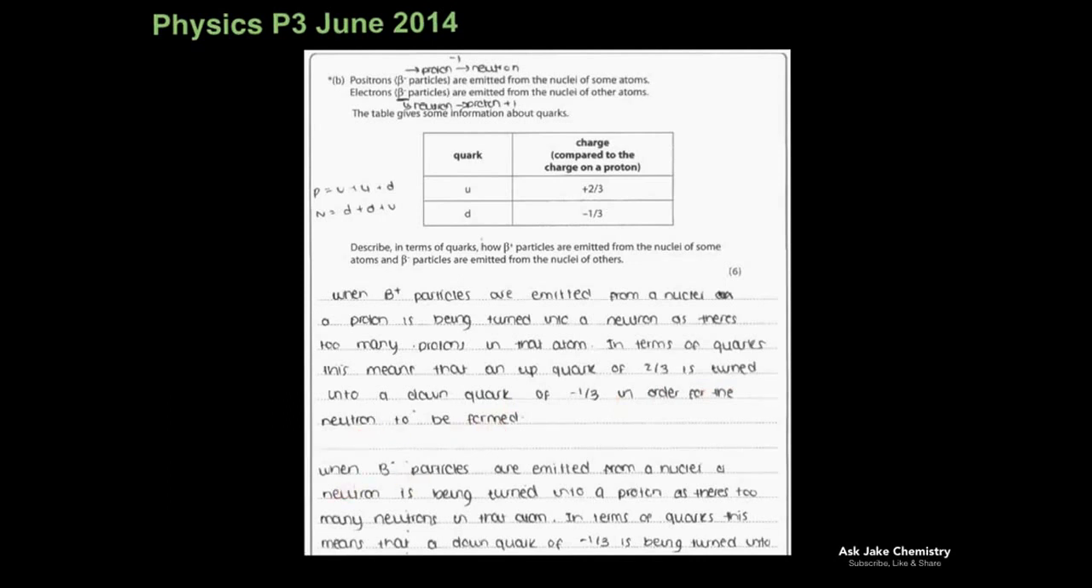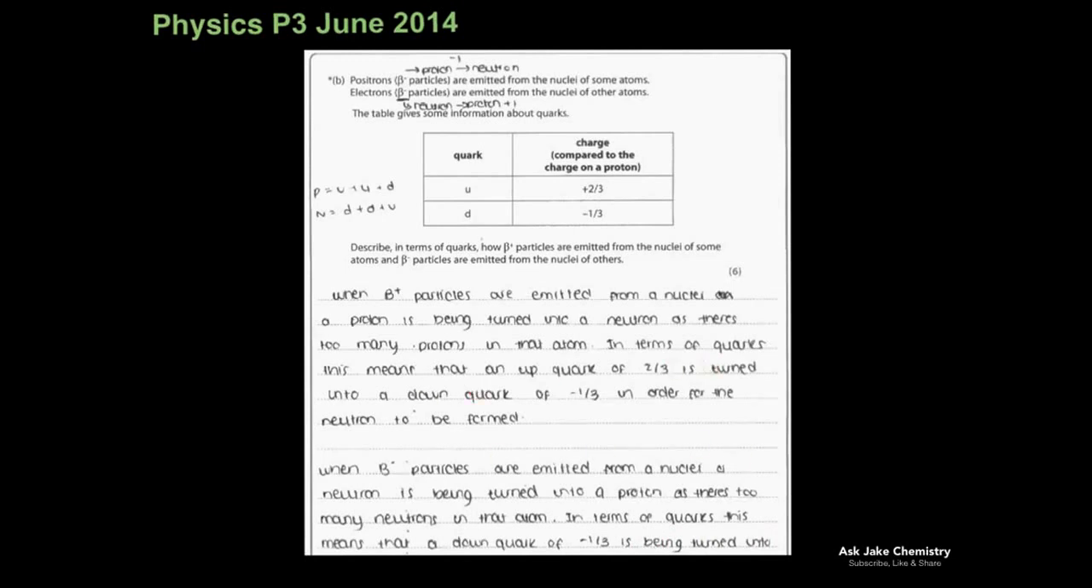When beta minus decay particles are emitted from nuclei, a neutron is being turned into a proton, and there are too many neutrons in that atom. In terms of quarks, this means a down quark of -1/3 is being turned into an up quark, which is +2/3.